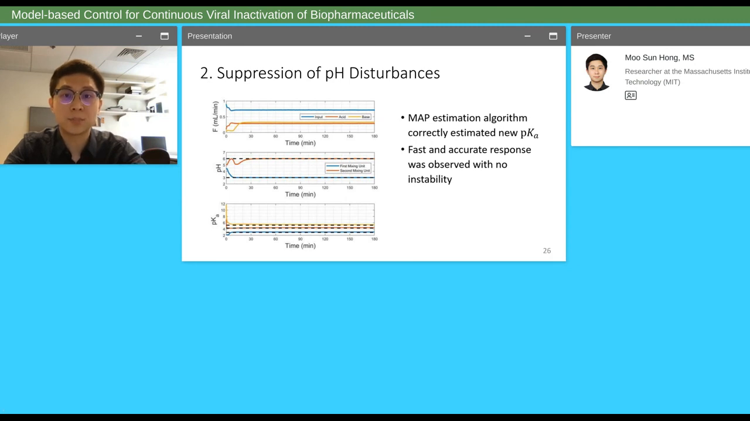Plots on this slide show the experimental results for the disturbance rejection of the pH controller. From the top, plots show flow rate determined by the pH controller, pH measurements with set points shown as black dashed lines, and the estimated values of acid dissociation constants with true values for citric acid shown as black dashed lines. We can see from the second plot that the set point tracking was again achieved with fast and accurate response and no instability, even with the introduced disturbance. We can also see from the bottom plot that the MAP estimation algorithm correctly estimated the acid dissociation constants of citric acid purely from the pH measurements in the first few minutes.